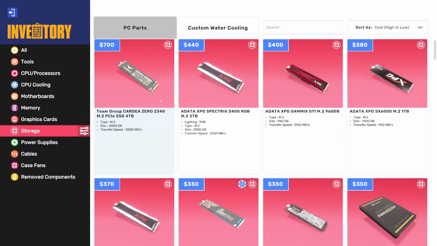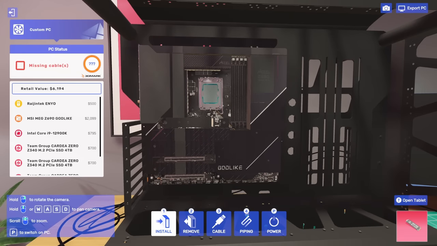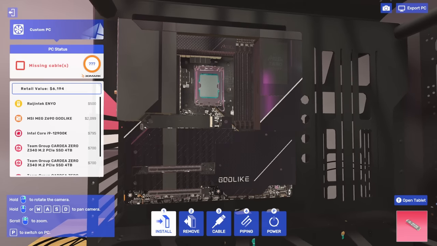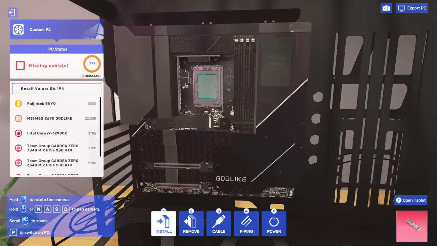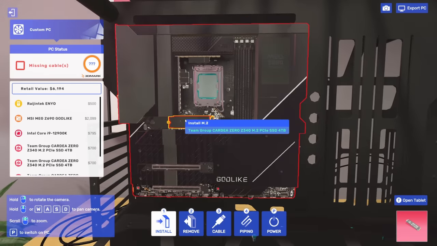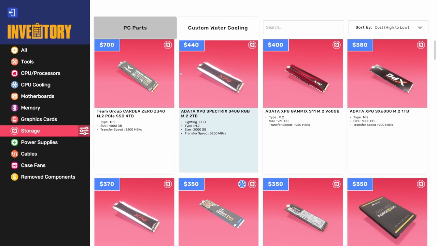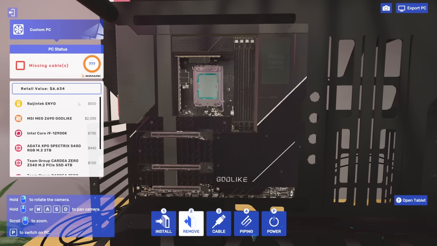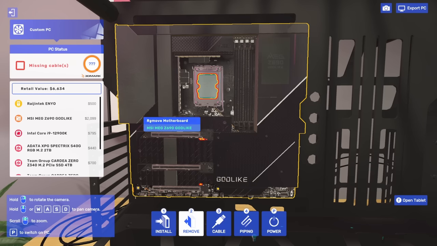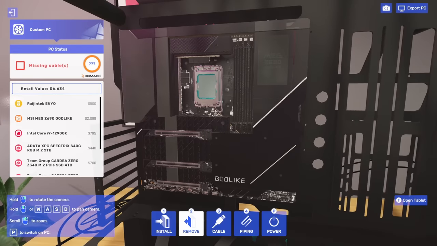I would love to put one here. That would be wonderful, but I can't. I don't know why. It certainly supports an M.2 of this length. I think we're seeing a little bit of weird PC Building Simulator 2 stuff. So let's go to the second most expensive option, down to $440, the ADATA XBG Spectrix. This is a 2TB, and that one does fit. So sadly, we'll have to go with that. So now we're at $6,634 with all of our M.2 storage installed.